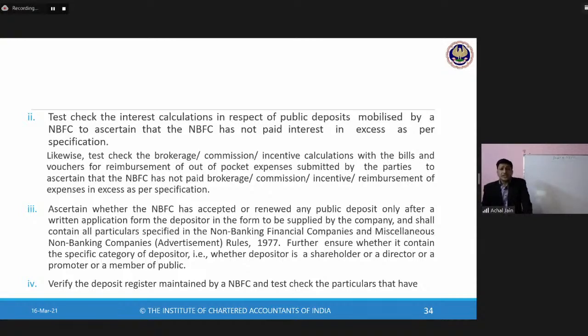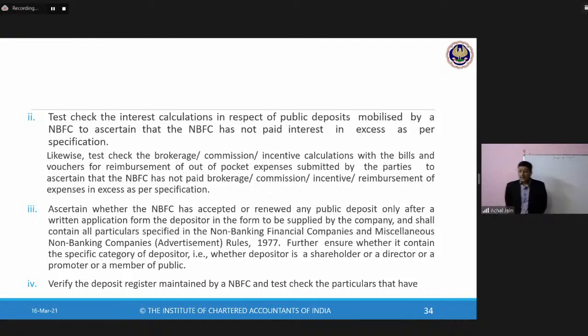So the test check for all of these items will be done by getting into the contracts, by understanding the terms which have been executed, wherein the interest computations will be checked. And because there are going to be numerous contracts, hundreds of customers, in fact thousands of customers depending on the size of the NBFC, it cannot be checked on a 100% basis. And today, the way all of these NBFCs operate, they are very sophisticated in terms of the IT environment on which they operate.